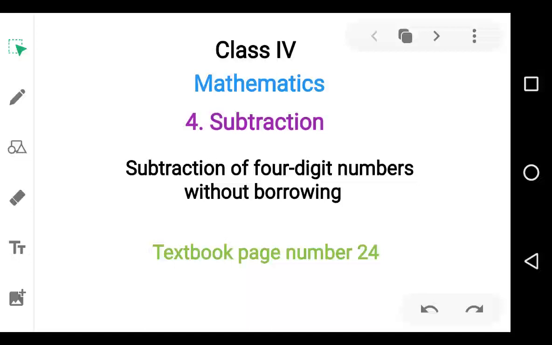In the previous lecture we solved the exercise page number 23. Today's topic is subtraction of 4 digit numbers without borrowing. Let's see the examples.